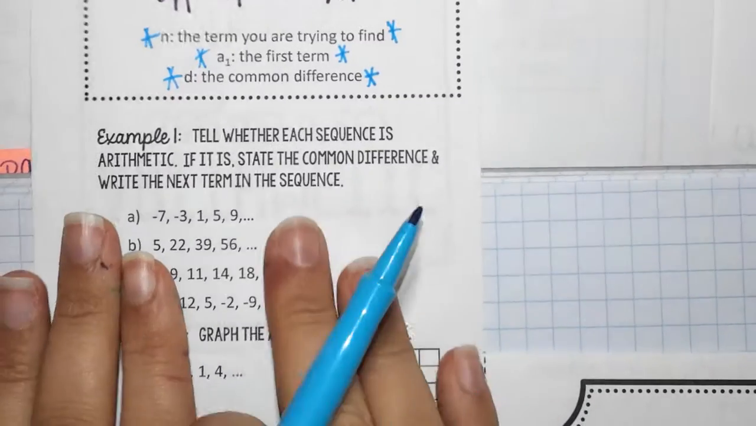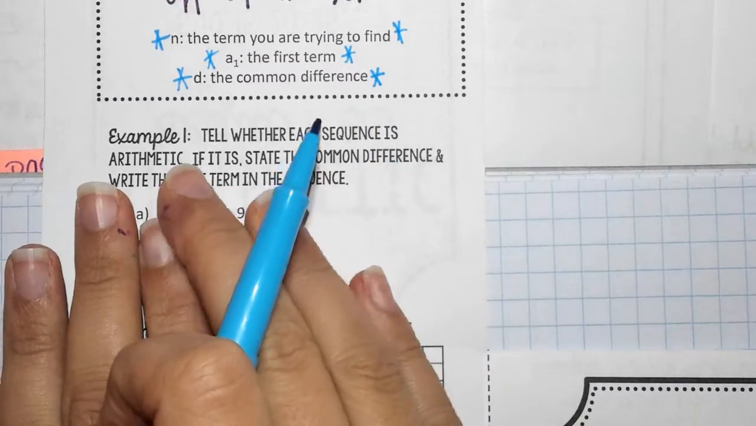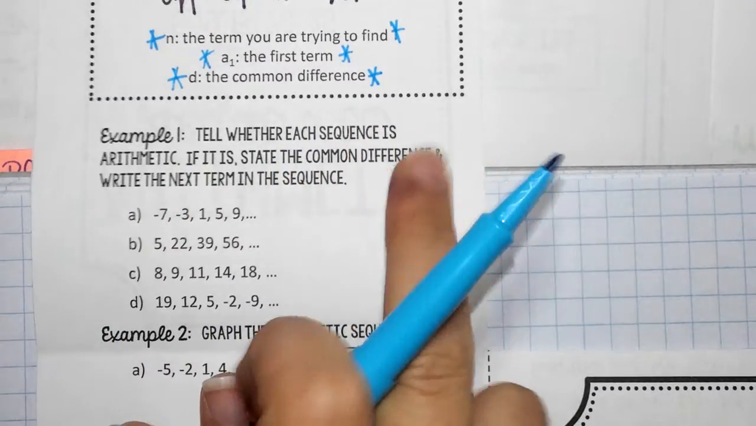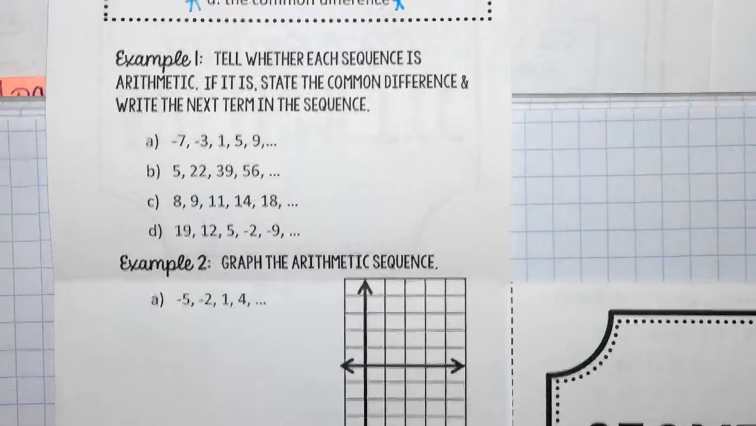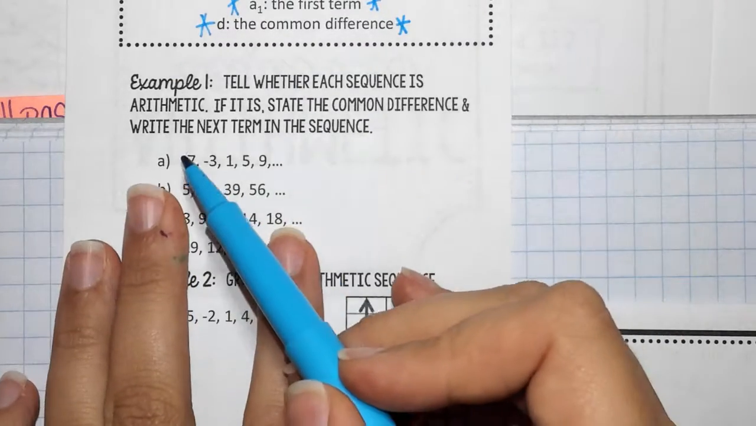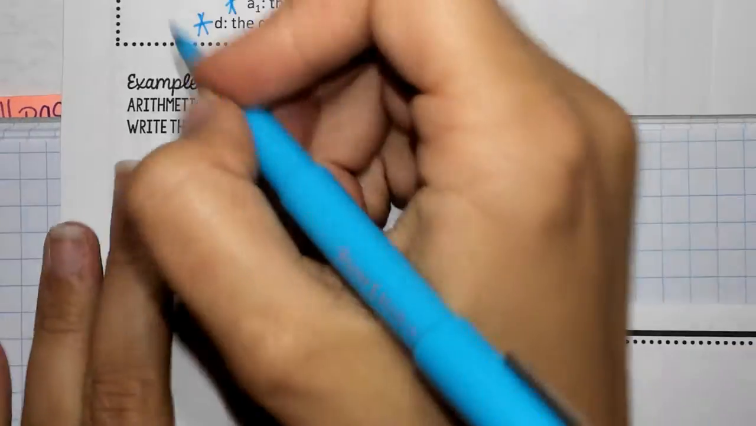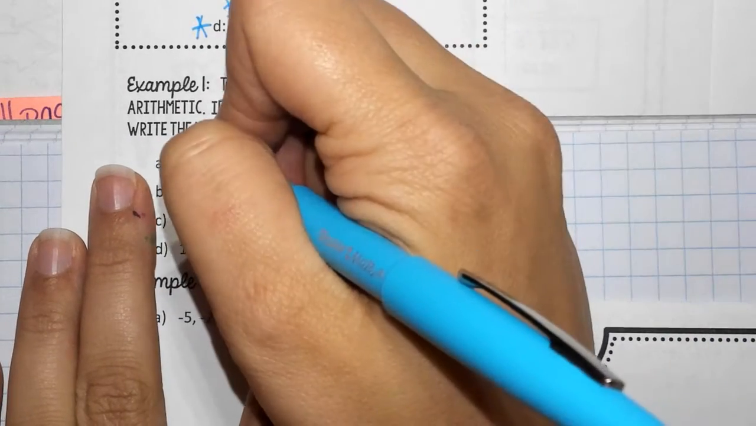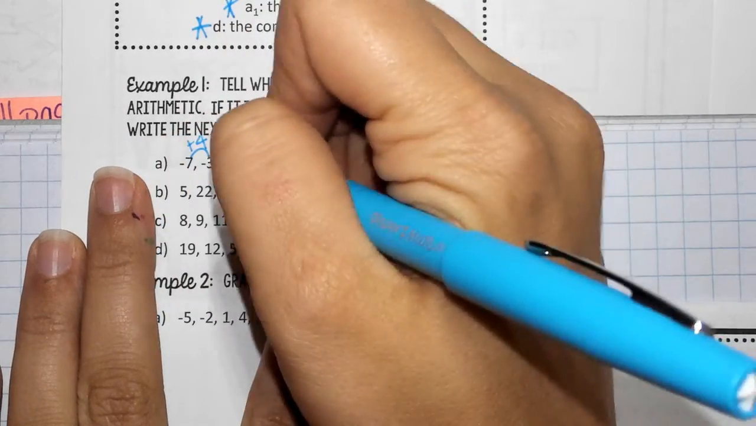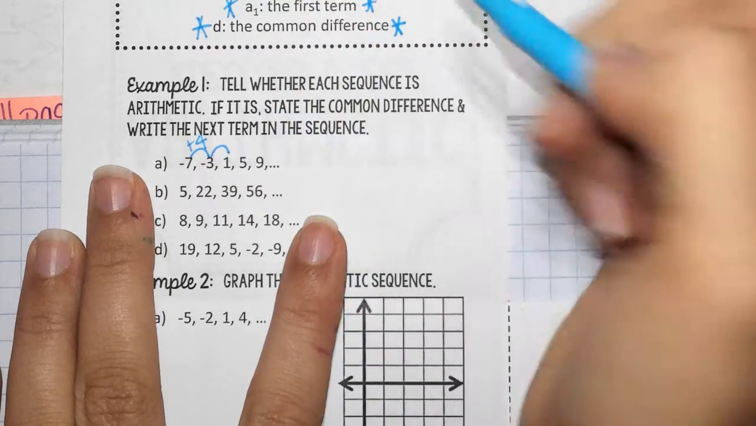Alright, so now what we're going to do for our first example is we're going to figure out whether it's an arithmetic sequence or not. We're going to state the common difference and write the next term. So the first thing we have to do is figure out how much this is increasing or decreasing. So let's look at A. How much is it increasing? 4. Plus 4 or minus 4? Plus.